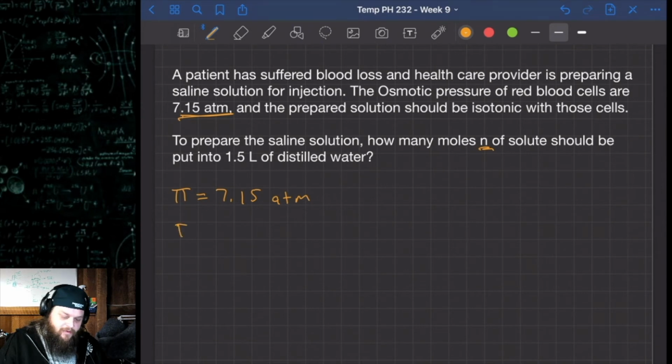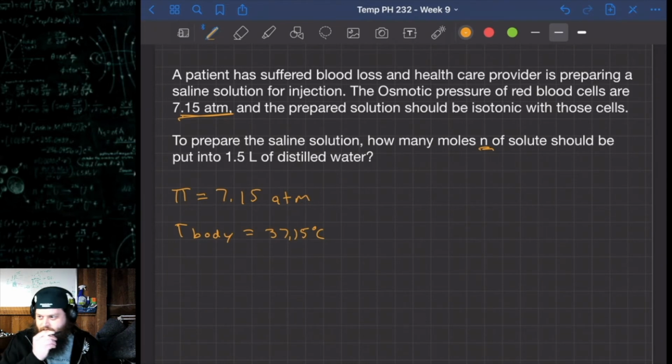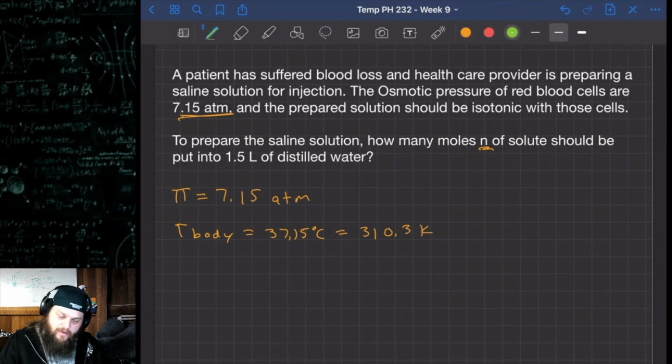The temperature of the body is about 37.15 degrees C, which is equal to 310.3 Kelvin. Remember, the conversion between Celsius and Kelvin is whatever your temperature is in Celsius, we just add 273.15 to get Kelvin.